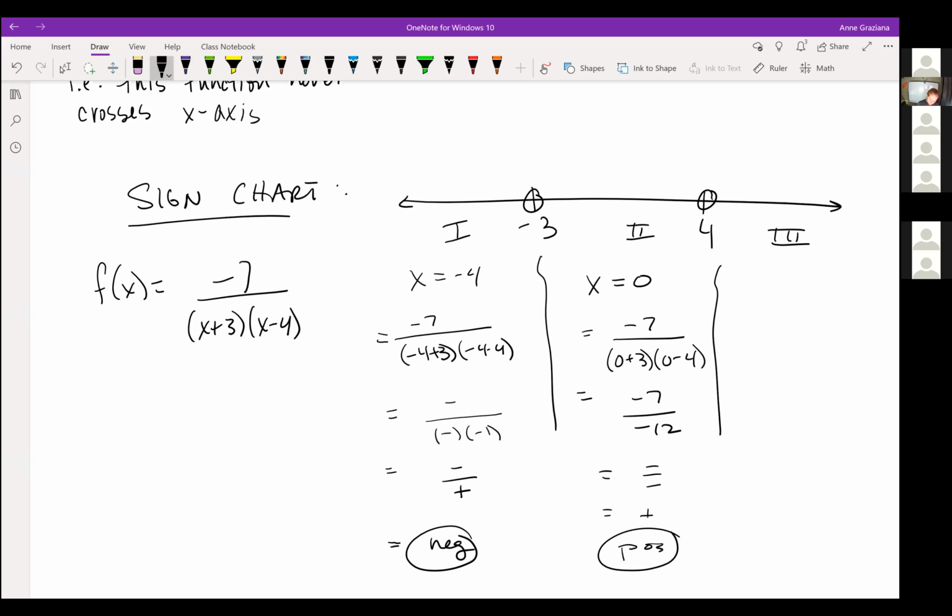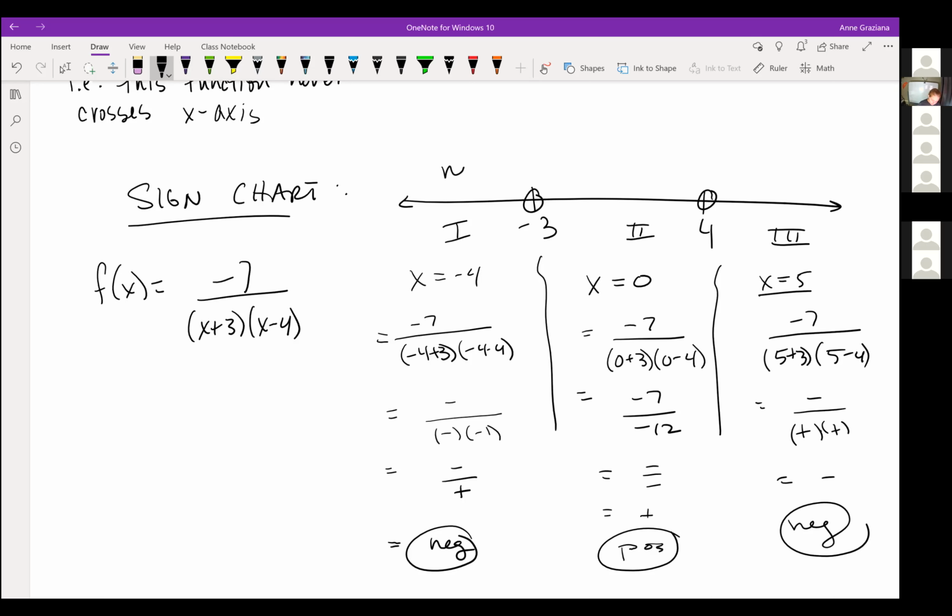And then I have x is equal to 5. That's the other one I'm going to pick. So -7 over 5 plus 3, 5 minus 4. And I see this is negative over positive times positive, which is negative. So you should have got negative, positive, negative.